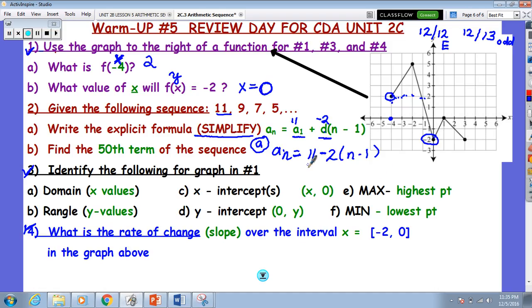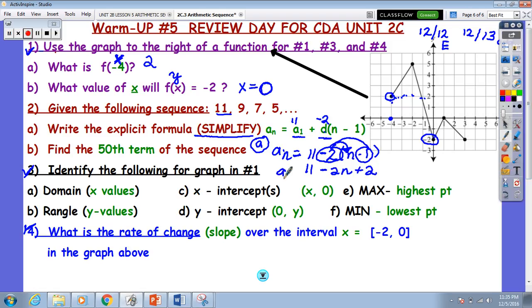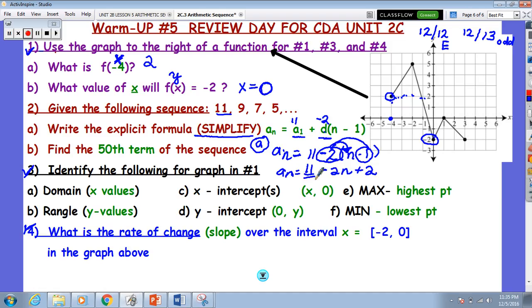Now let's simplify. Remember, we bring down the 11 and we will distribute the -2 to everything in the parentheses. So that will give me -2n, and then I'll distribute a -2 times a -1. 2 negatives will give me a +2. And then we need to simplify by combining our numbers. So 11 and a +2 will give me the answer of A sub n equals negative 2n plus 13, or if you write it in the opposite direction, you'll have a sub n equals 13 minus 2n. Okay, so I'm going to write that right here as my answer. A sub n equals 13 minus 2n.